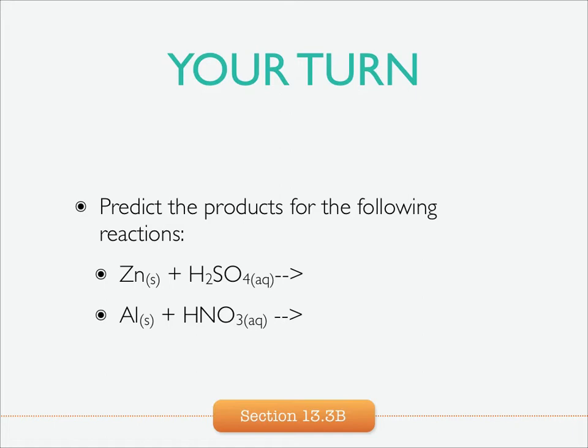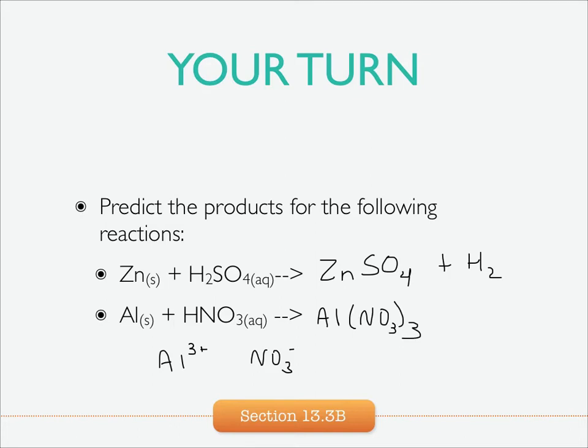Okay, so the first one, we're going to get zinc. Zinc's a 2+, and sulfate's a 2-, so it's just going to be ZnSO4 plus H2. Pretty easy. We get our hydrogen gas for that. On the next one, aluminum, once again, 3 plus, nitrate, 1 minus. So we're going to get Al(NO3)3, and we're going to get some hydrogen gas.